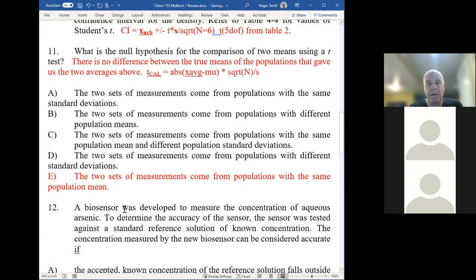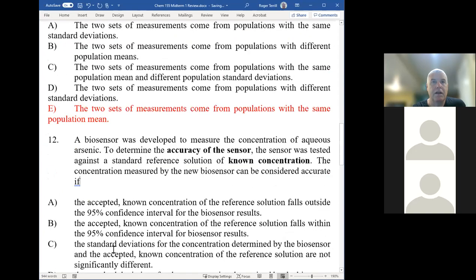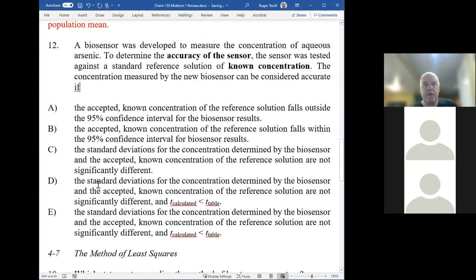So a biosensor was developed to measure the concentration of aqueous arsenic. To determine the accuracy of the sensor, the sensor was tested against a standard reference solution of known concentration, right? The concentration measured by the biosensor can be considered accurate if the known concentration of the reference solution falls outside. No, this would be bad. The accepted known concentration falls within. Yes, this is good.